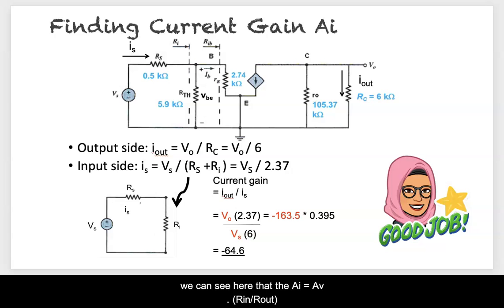We can see that to get current gain Ai, we can also use voltage gain. So to get current gain Ai is AV times Rin over Rout.